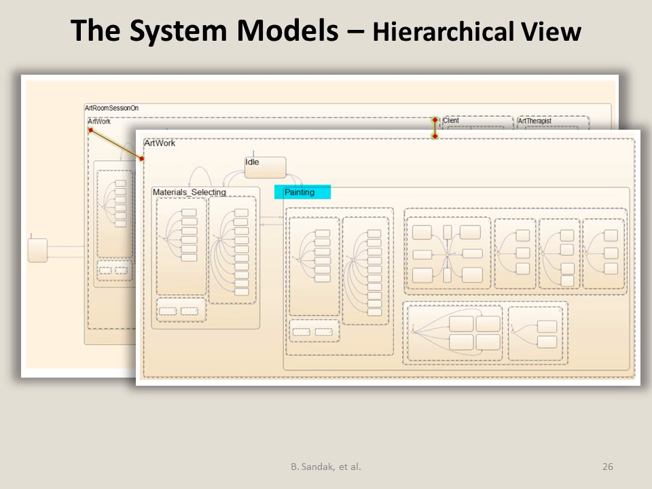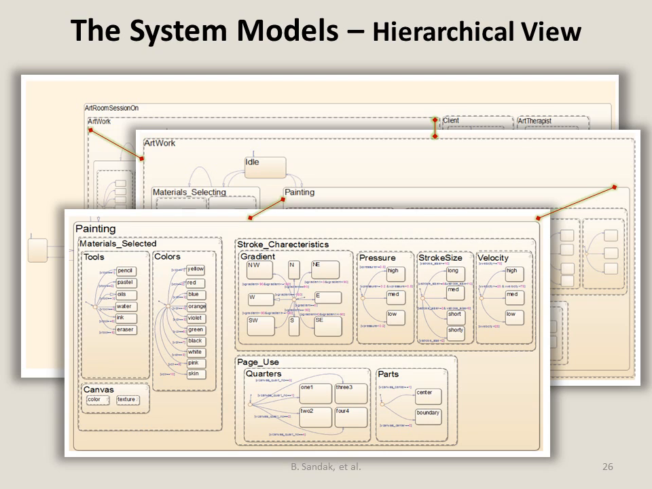The state of painting is left when the stroke ends, that is, the drawing tool is lifted up from the canvas. At this point, the creator enters either the material selecting state, by selecting new tools or colors, or the idle state. Exiting each of these states and entering the others is triggered by the successive events.